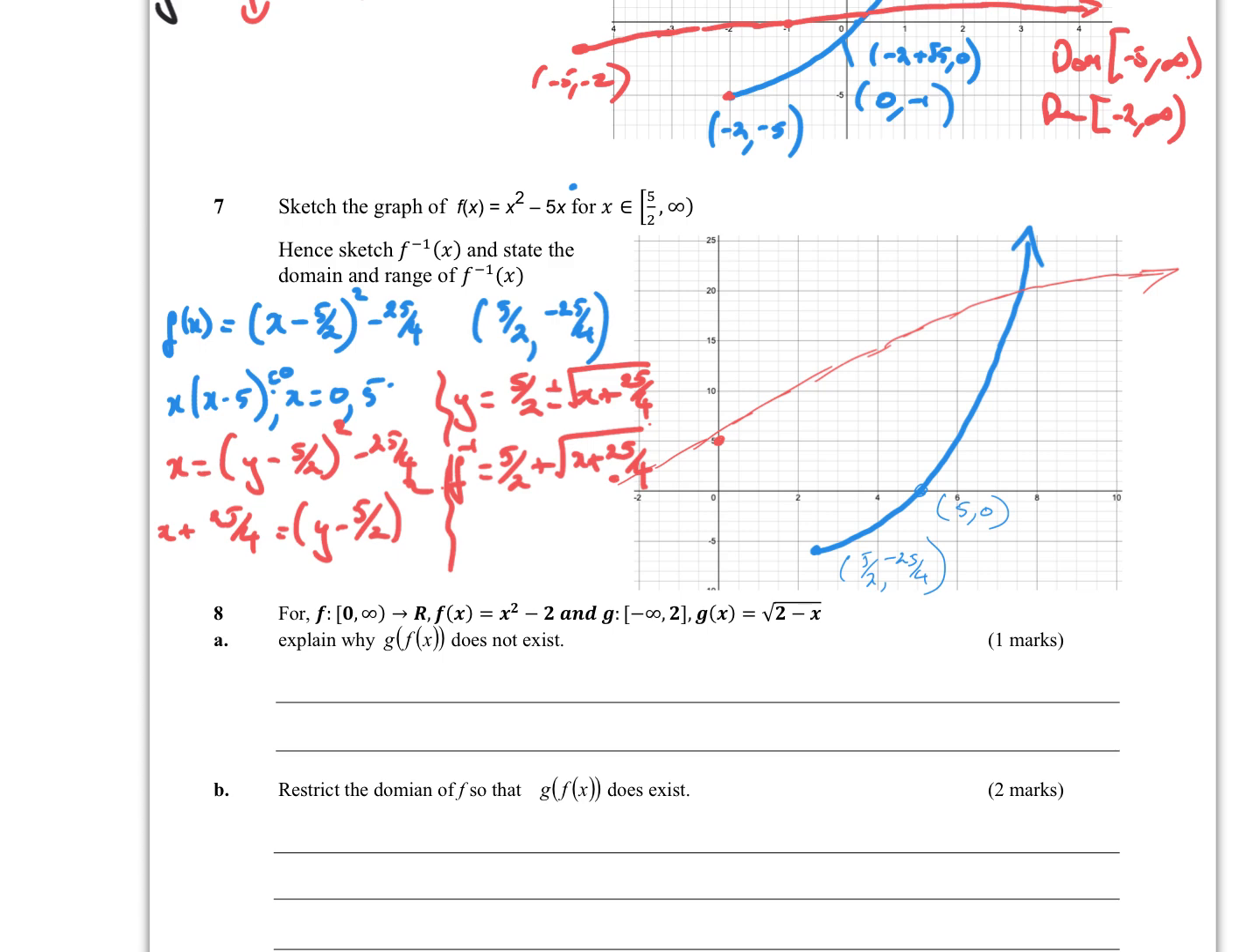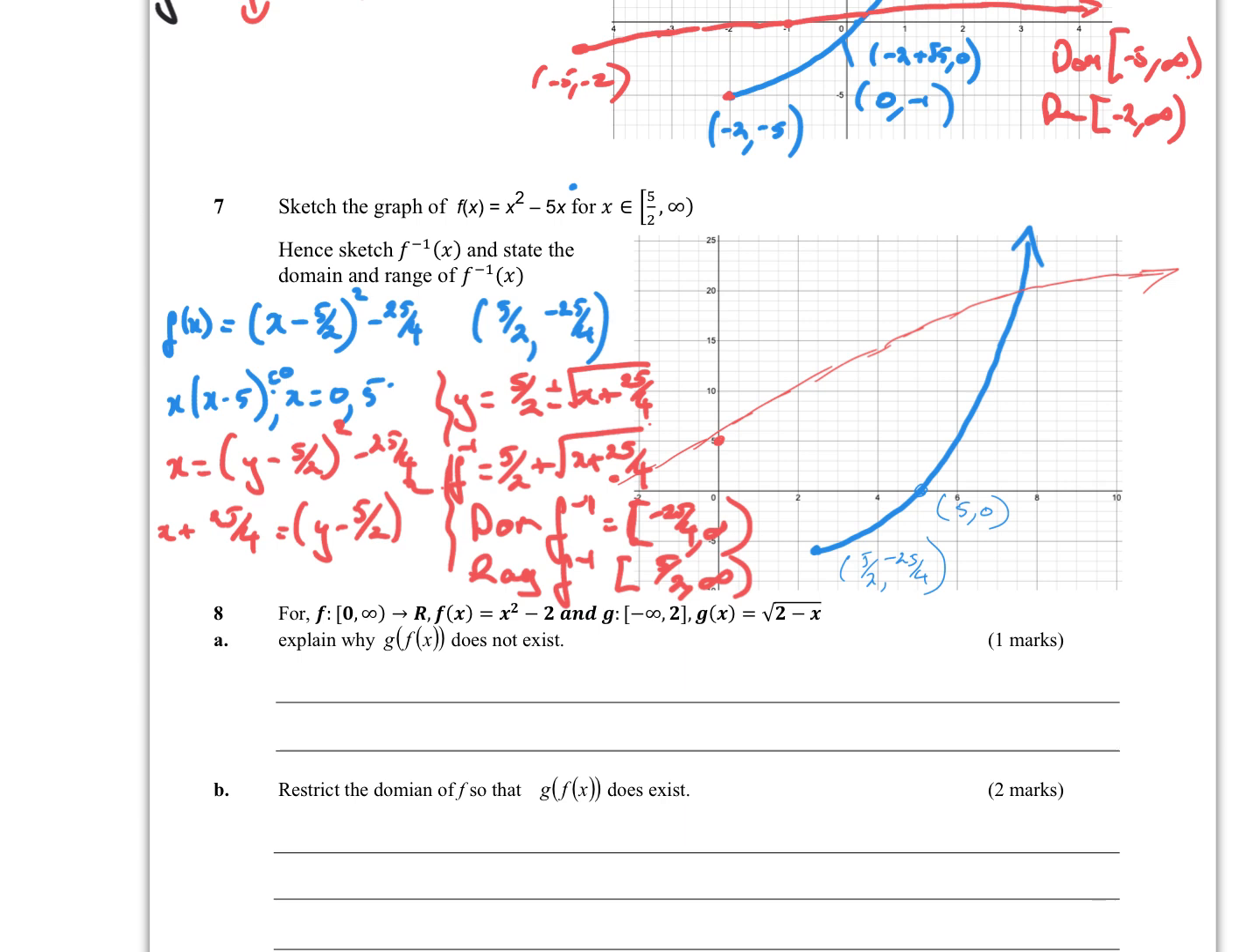Have we got a domain and range stated yet? The domain and range of the F inverse. Okay, so the domain of F inverse is the range of the original. So that's going to be the range of the original, which is from -25 on 4 to infinity. The range of F inverse will be the domain of the original, which is 5 on 2 to infinity. Yeah, look, it's a little bit cluttered, that one, lads, but yeah. So if I get time, I'll redo it for us.